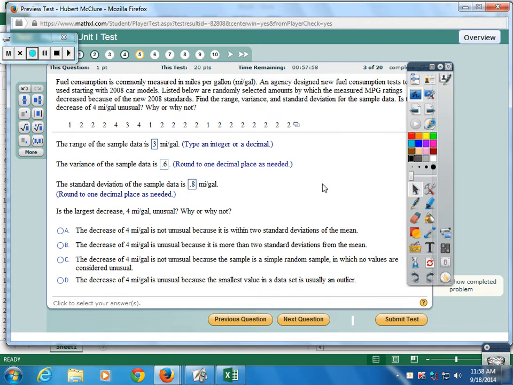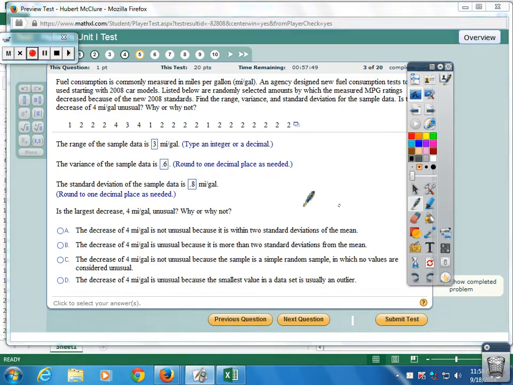Okay? Now it says, is the largest decrease 4 miles per gallon unusual? Well, then you have to draw the curve. So draw the curve.